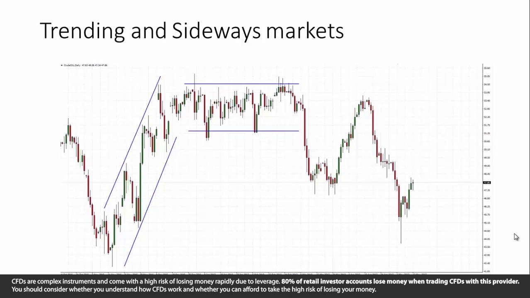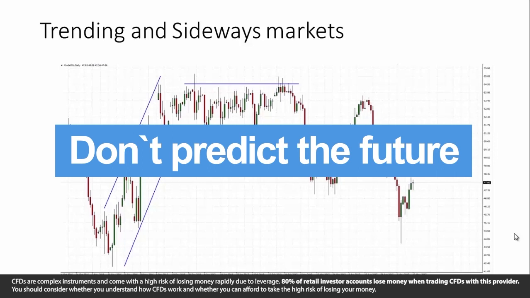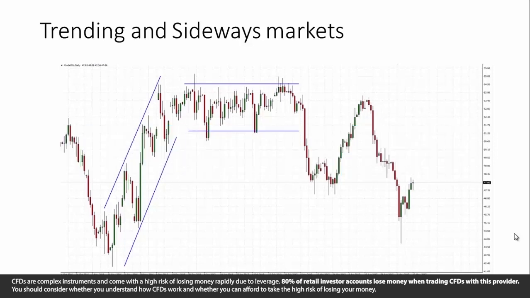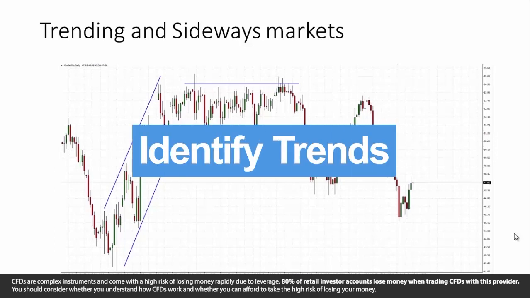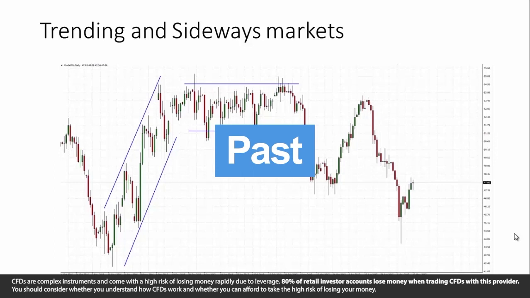Firstly, remember that technical indicators don't predict the future. Strictly speaking, they reflect what happened to the price of a financial instrument in the past, assuming that a price reversal will occur or the ongoing trend will continue. The basic idea is to identify trends based on the present and the past.